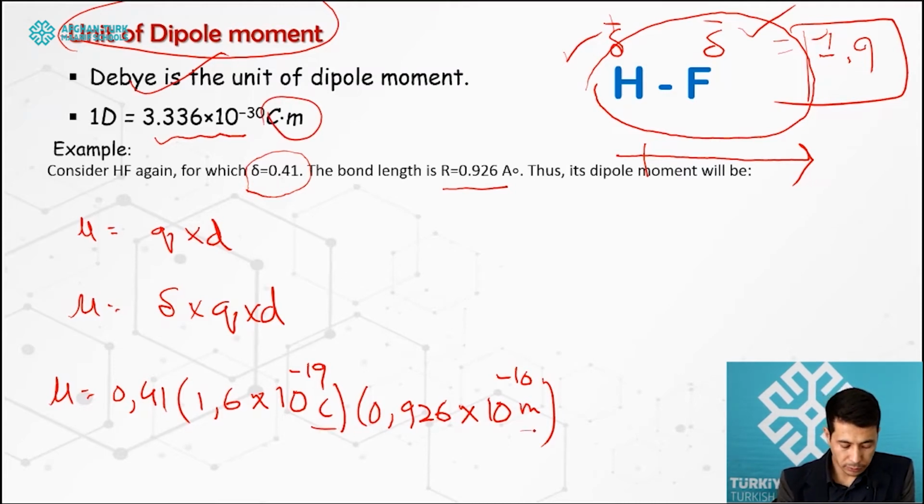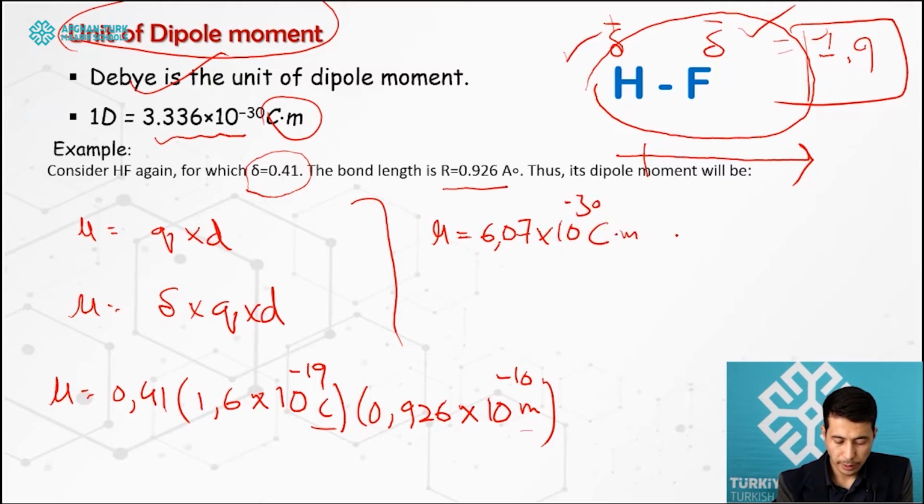Now we have to multiply them, and we will find that mu is equal to 6.07 times 10 to the power of minus 30 coulomb times meter. And as I have told you that we have to find the unit of this in Debye, so 1 Debye is equal to 3.336 times 10 to the power of minus 30 coulomb times meter.